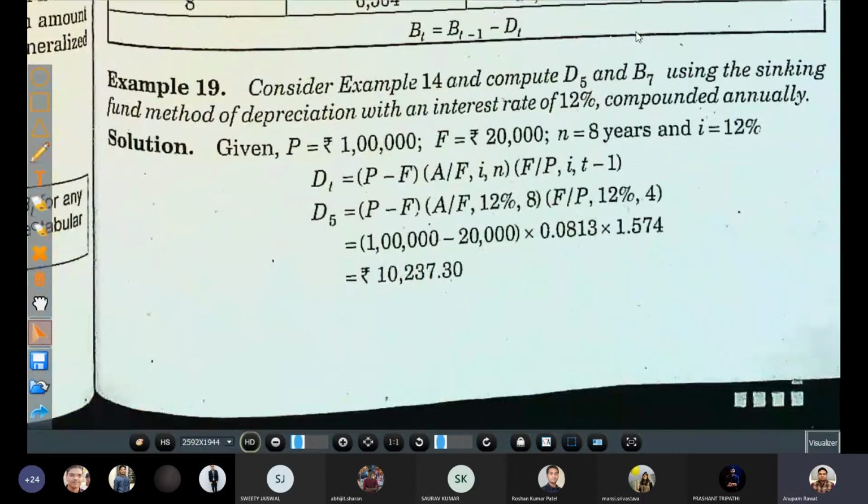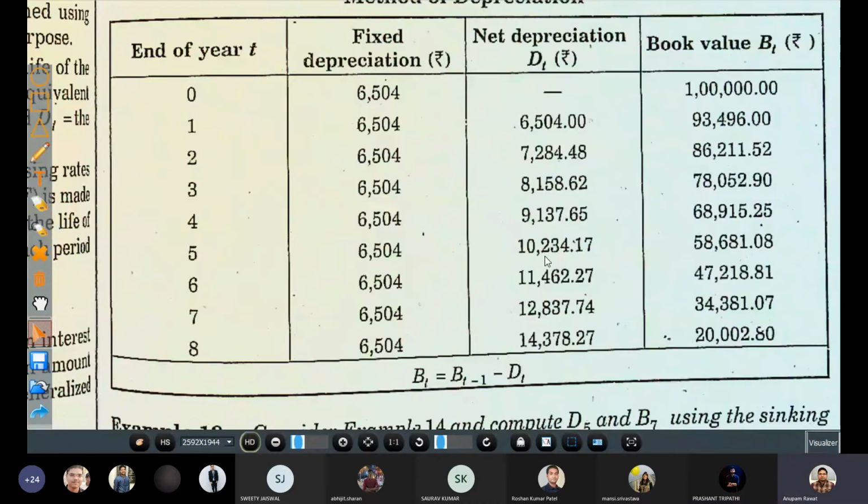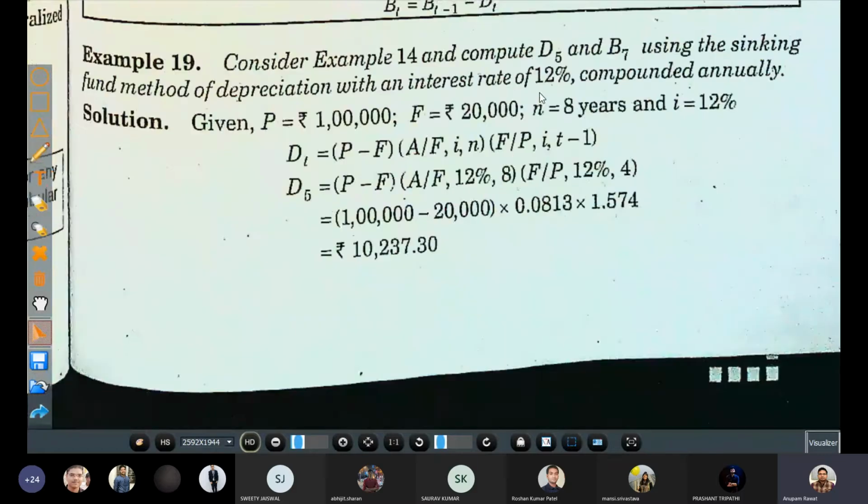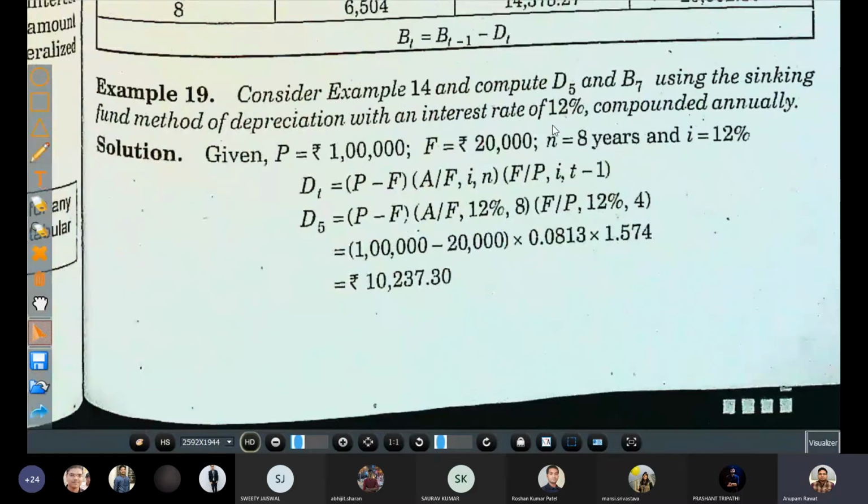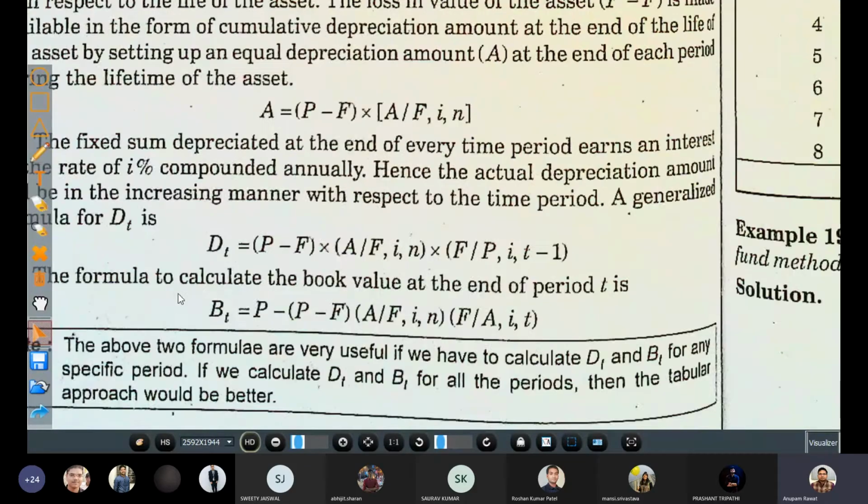Again, see another example. Here we have to consider example 4 and compute D5 and B7. Okay, D5 this one and B7 this one. The interest rate is 12%. So for that, the formula Dt is what I have shown, Dt and Bt. For D5, the t will be replaced by 5, and for B7, t will be replaced by 7.